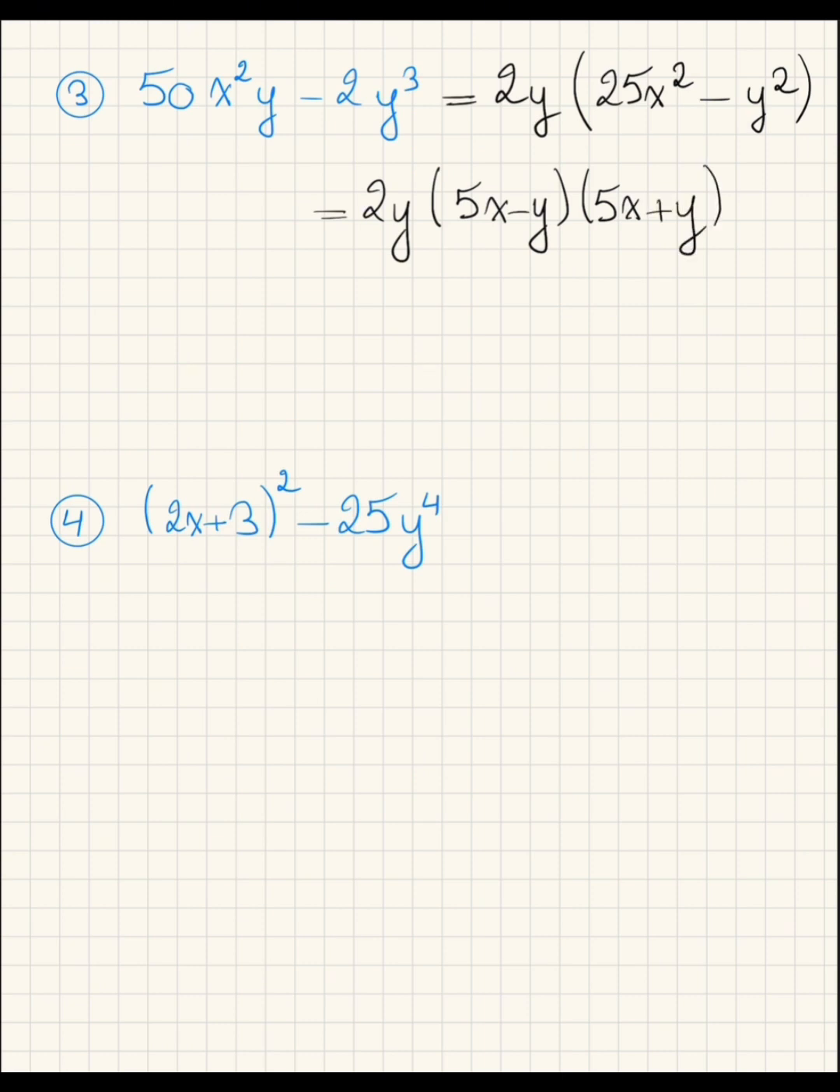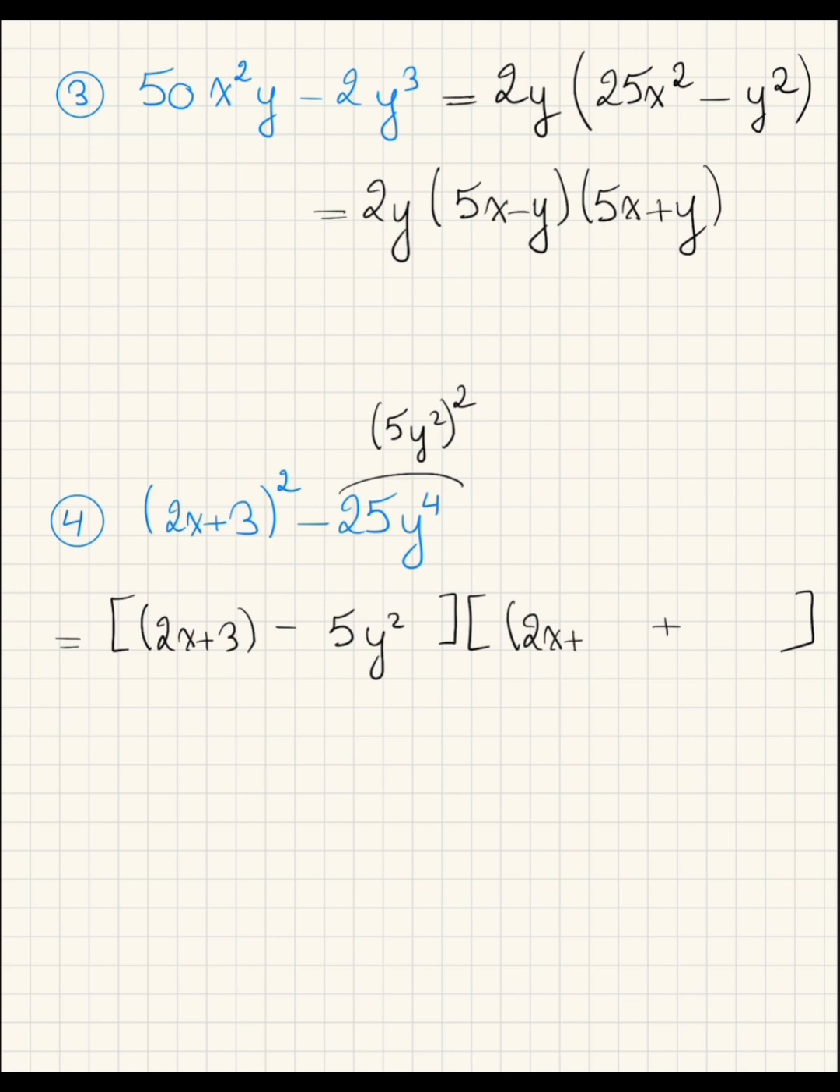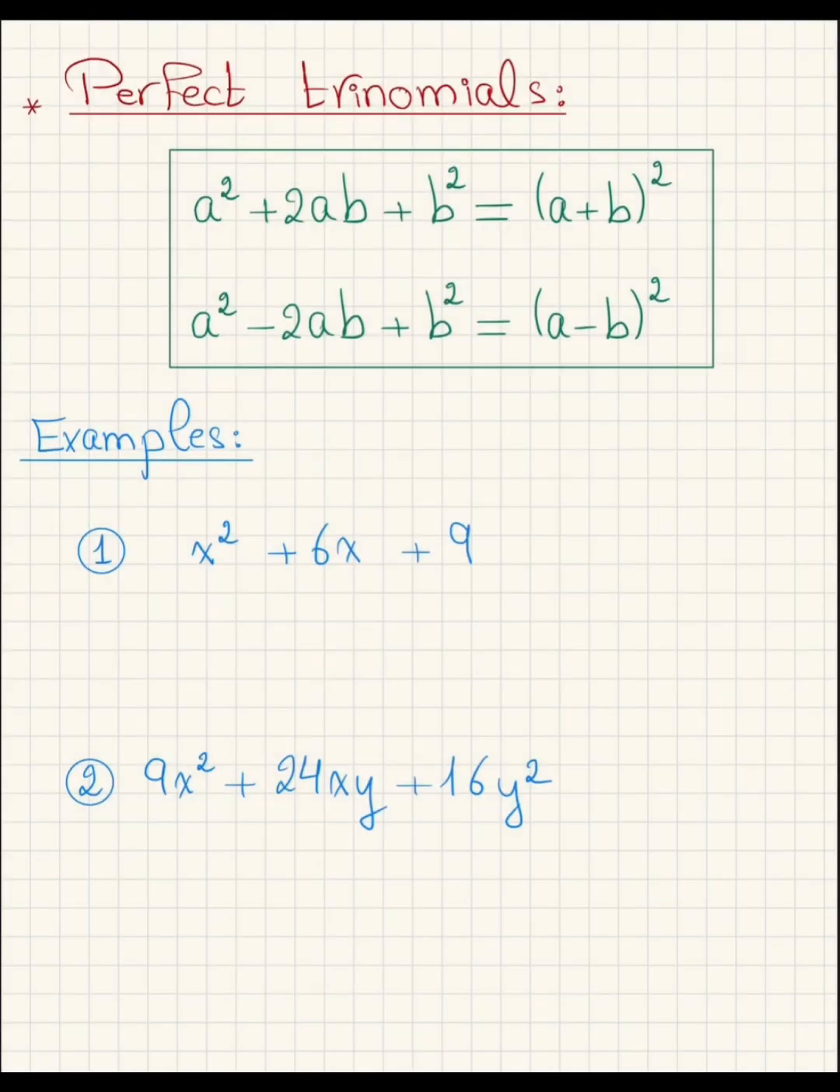In number 4, there is no common factor, but both terms are perfect squares. 25y to the power of 4 is simply 5y squared all to the power of 2. So I have two factors, one with a minus and another one with a plus. Our A is 2x plus 3, and our B is 5y squared, and I just repeat the same terms here. No further simplification. Let us continue with the perfect trinomials.